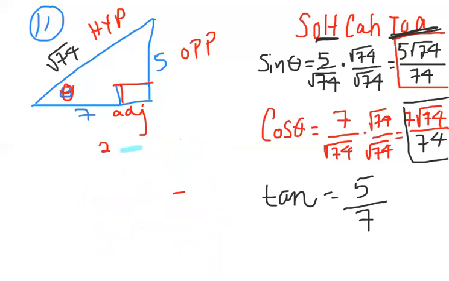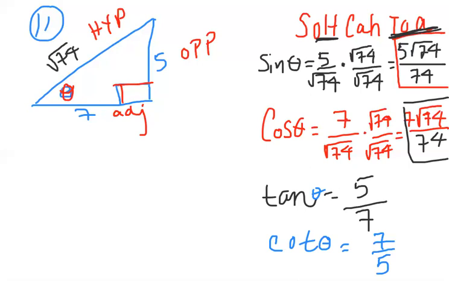So now we're going to move on to the inverses, okay? So we're going to do the cosecant, secant, and cotangent. I'm going to do the cotangent first, guys, because that one is super easy, okay? So let me use a different color here. The cotangent of theta, I forgot to put theta right there, is the inverse of tangent. So that's going to be 7 over 5. See how easy that was?